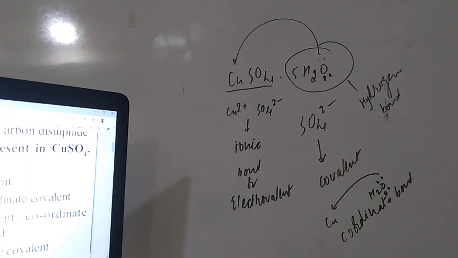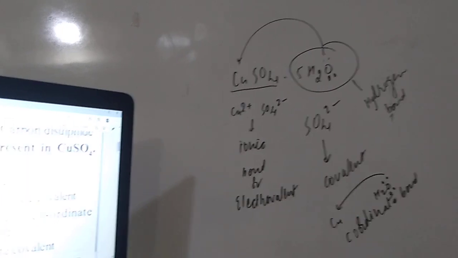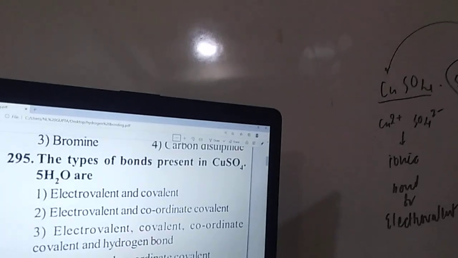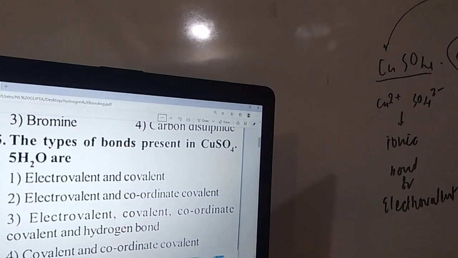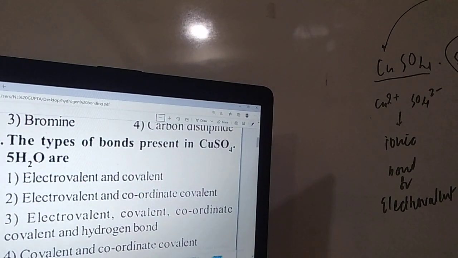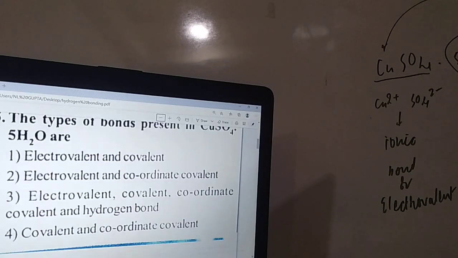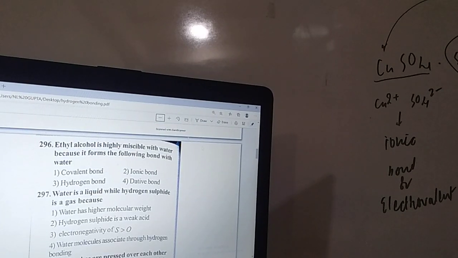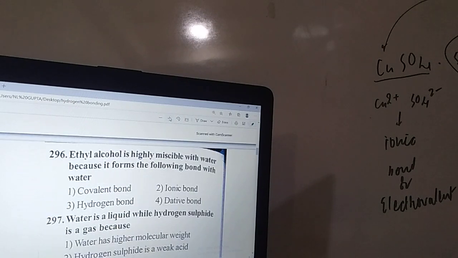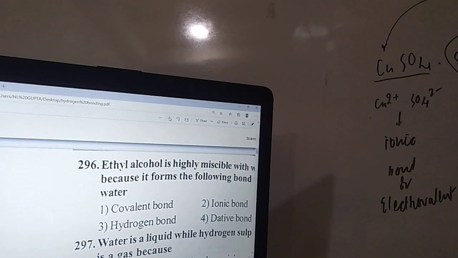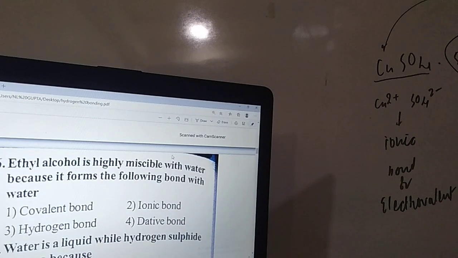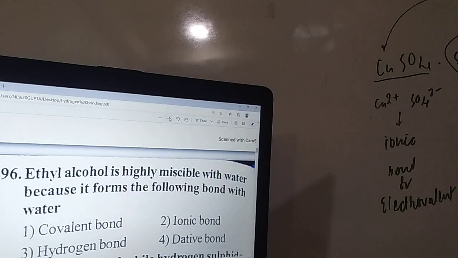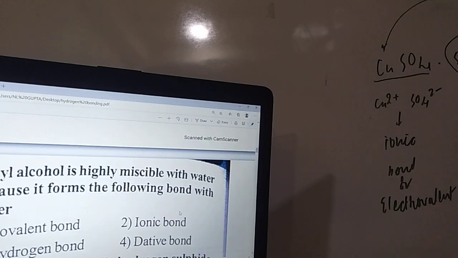So the correct option will be, if you check the options in the slides, student, option number 3. Electrovalent, covalent, coordinate, and hydrogen bond. That is, option number 3 is correct. That was 295, option number 3. Now let us move to question number 296, student, and try to find the answer. So what could be our answer?